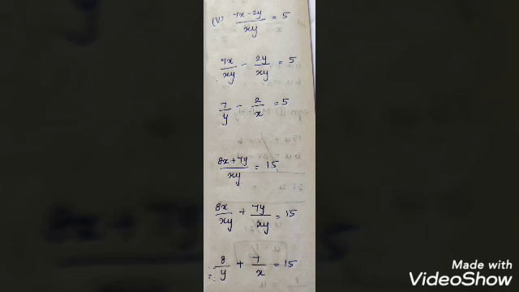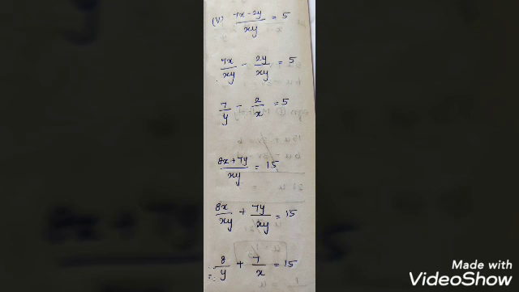Fifth subdivision, 7x minus 2y by xy equal to 5. First we are going to simplify. This xy is common for 7x as well as 2y. So 7x by xy minus 2y by xy equal to 5. X and x get cancelled. 7 by y minus 2 by x is equal to 5. Then the second equation, 8x plus 7y by xy equal to 15. 8x by xy plus 7y by xy equal to 15. X and x get cancelled. 8 by y plus 7 by x is equal to 15. This is your equation number 2.